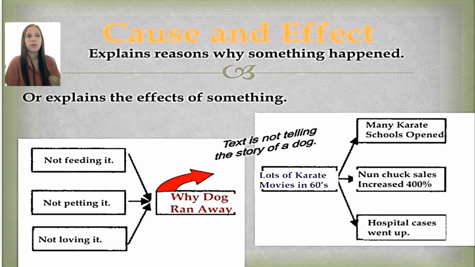So this cause and effect explains the reason why something happened, or it explains the effect of something. For example, why did the dog run away? So that is the effect. The cause might be not feeding it, or not loving it. Another, the effect is the lot of karate movies in the 60s. So the cause is many karate schools opened, nunchuck sales increased by 400%, or the hospital cases went up.